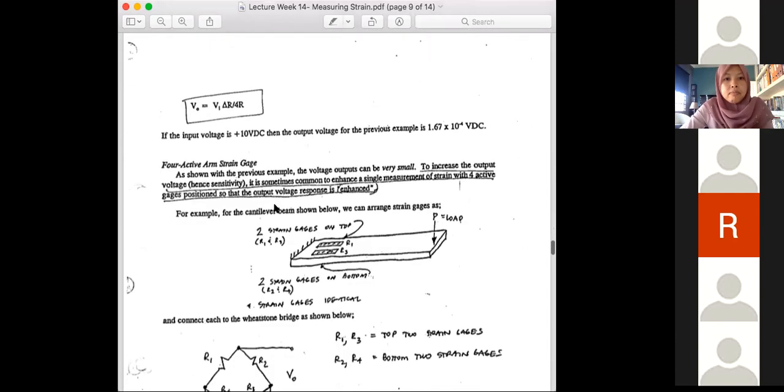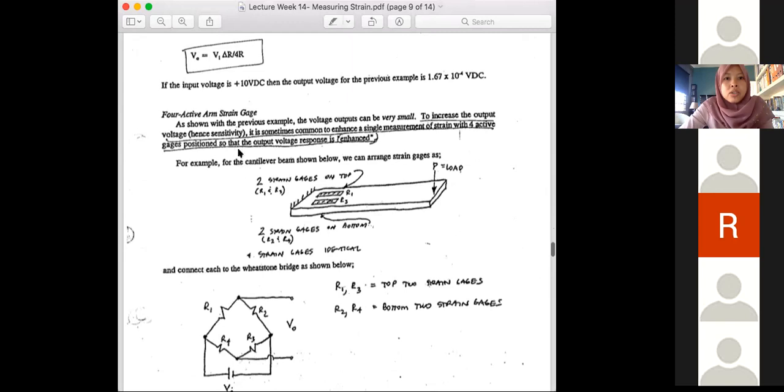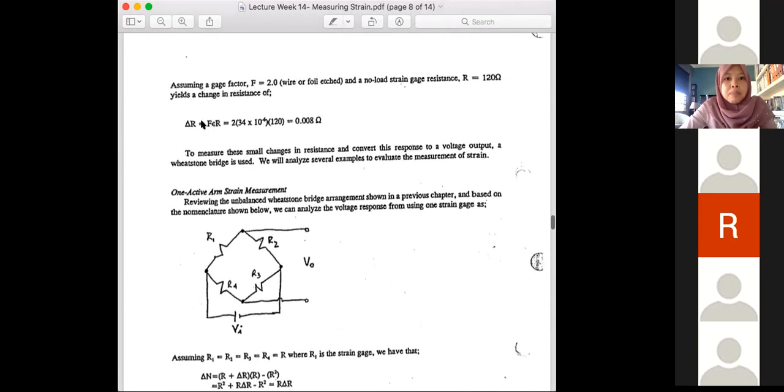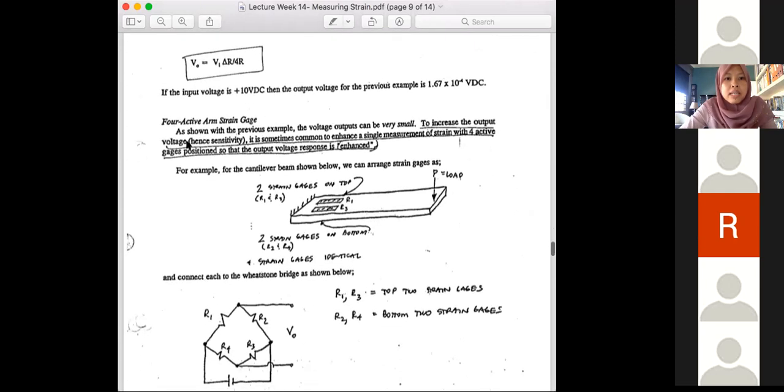Okay, so there are two types lah yang example. One is one active arm strain measurement and the other one is 4 active arm strain gauge. Okay.